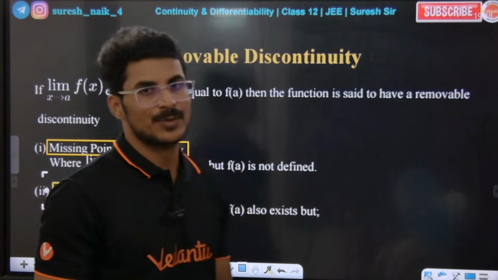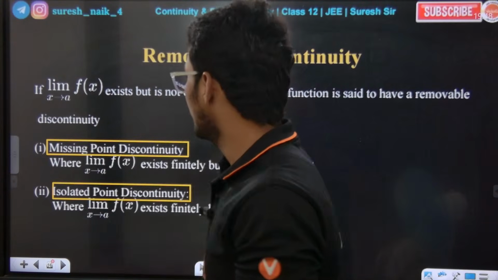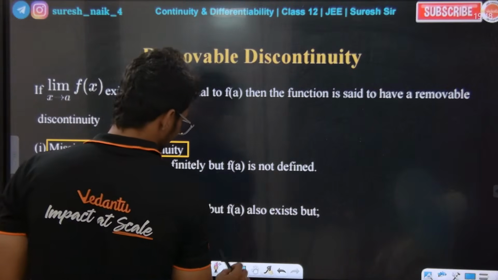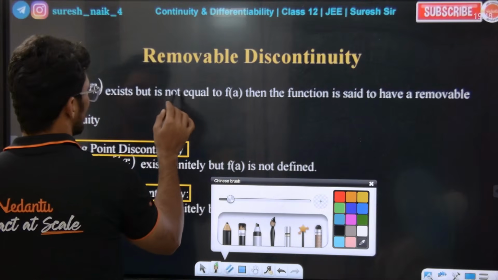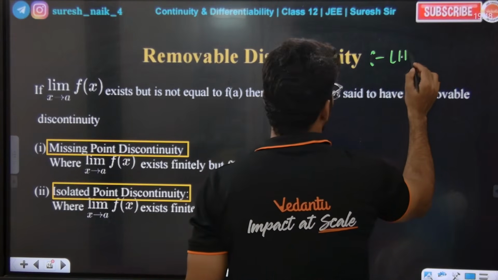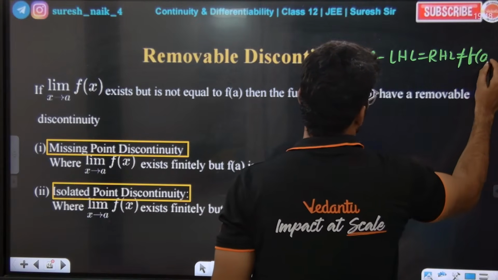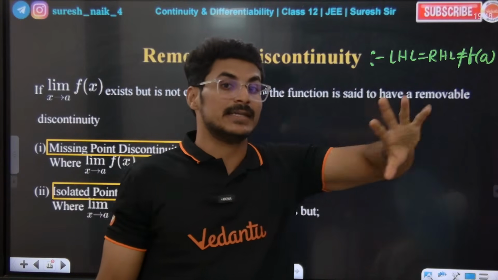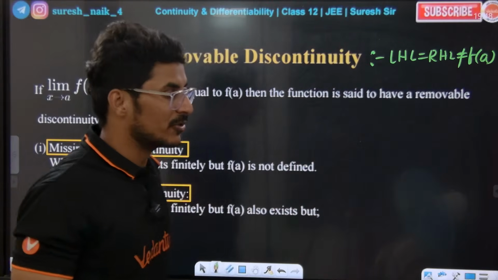So missing point is nothing but what? Something is missing. What is the definition of removable basically? The limit of f of x as x tends to a exists but is not equal to f of a. What is the definition? LHL will be equal to RHL, but not equal to f of a. LHL and RHL are equal but not equal to the functional value. Understand what I'm saying? LHL and RHL are both equal but not equal to the functional value.